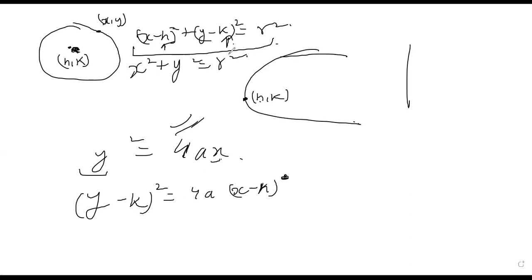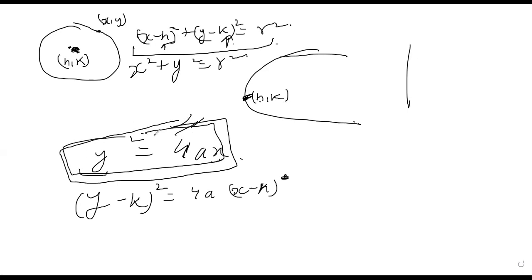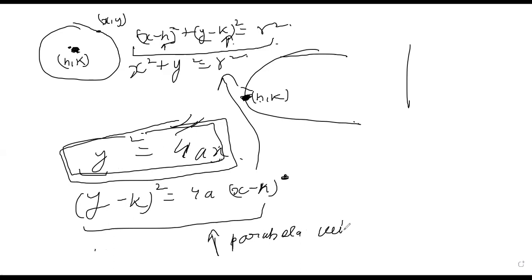So in case of parabola, we initially studied that the parabola having vertex on the origin, so the equation was this. And the general equation, like in the case of the circle where the center lies on h comma k, now we are taking for parabola also that the vertex lies on h comma k. So the equation will change like the circle did: y square equals to 4ax, then in case of y, we will put y minus k, and in case of x, we will put x minus h. This is a parabola with vertex h comma k.